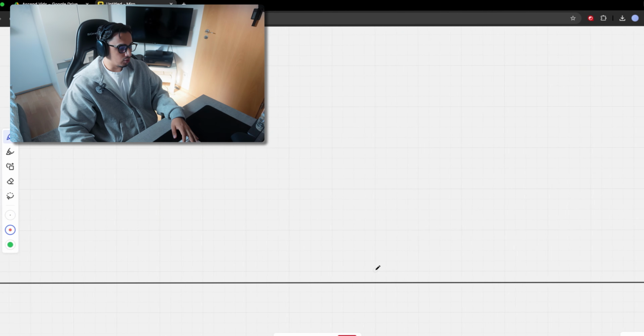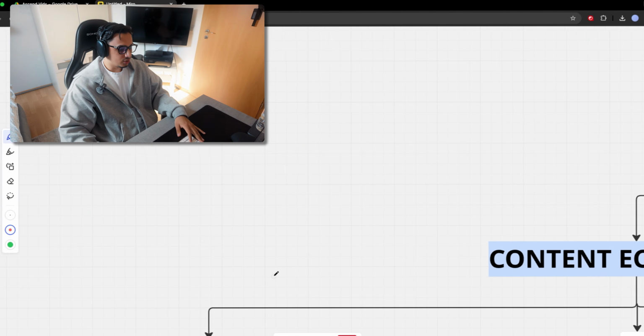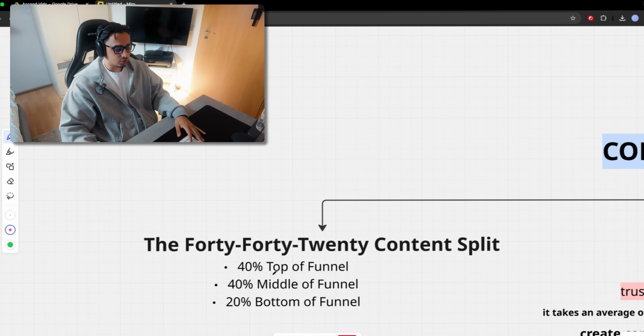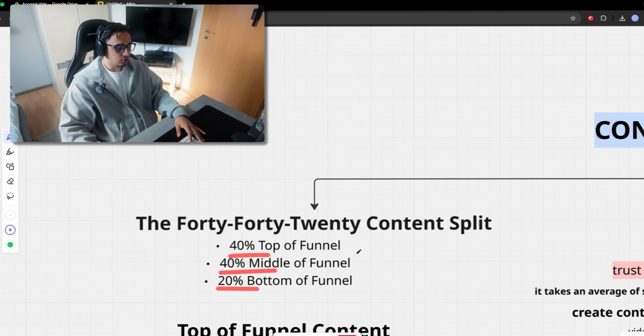So first, let's go into the content ecosystem. You need to build a system that consistently attracts and nurtures prospects without you having to constantly chase after new leads. So how we did it is we used the 40-40-20 content split. 30% top of funnel, 40% middle of funnel, and 20% bottom of funnel. Most people do this wrong. They either post too much top of funnel, but then can't convert anyone, or they post too much bottom of funnel and then the audience burns out.